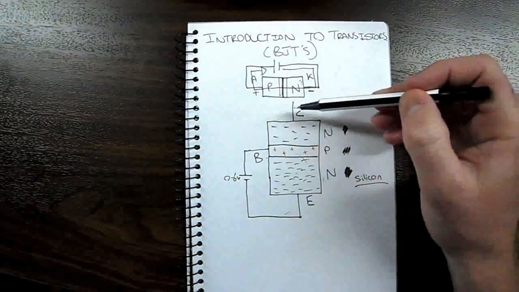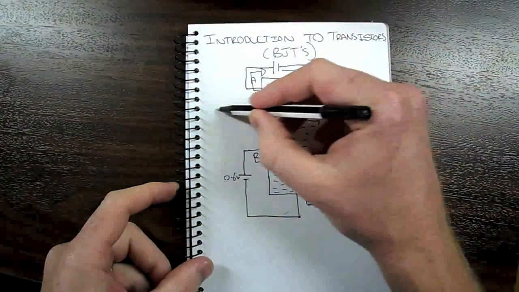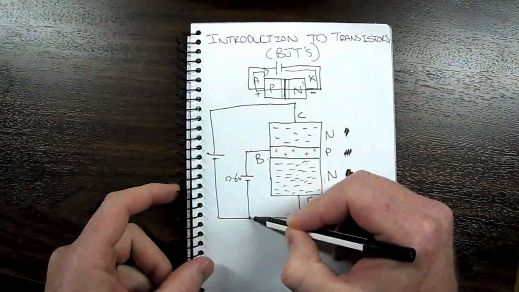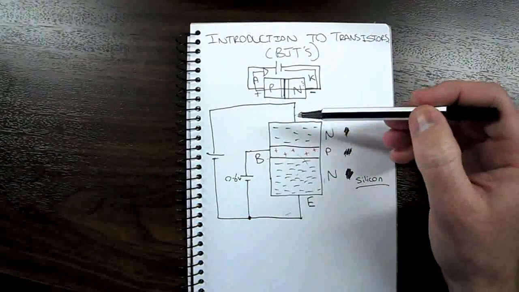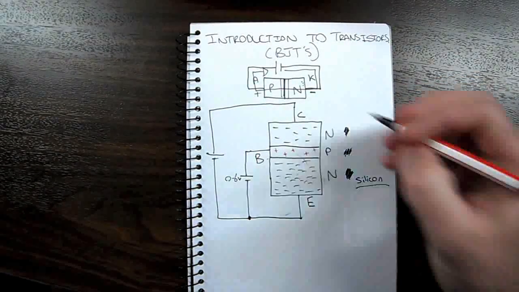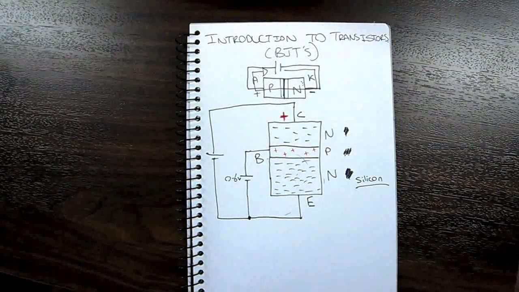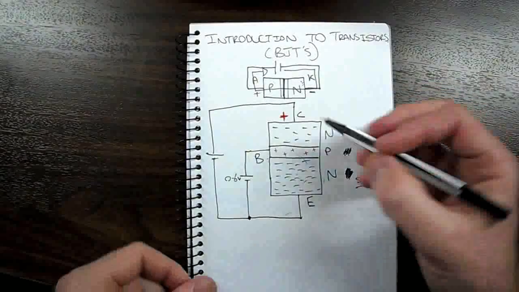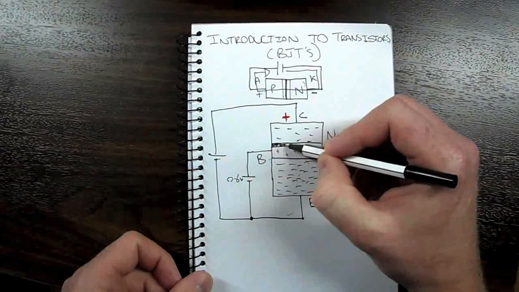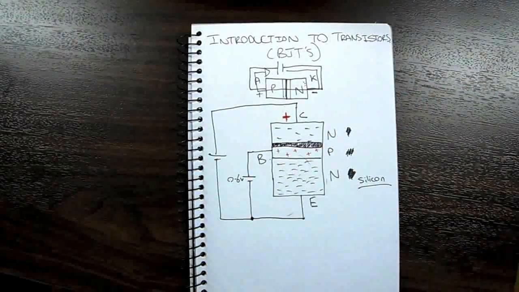Now, we've got this collector up here. And of course we don't just connect it like this, but it's a good representation. The collector is going to have a positive potential on it. So we actually reverse bias the collector. If we reverse bias the collector junction here, we've actually got a depletion region. So if you recall from the diode tutorial, the depletion region is a high resistance region.